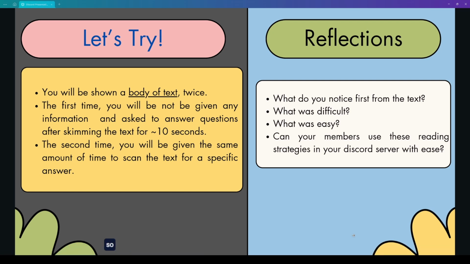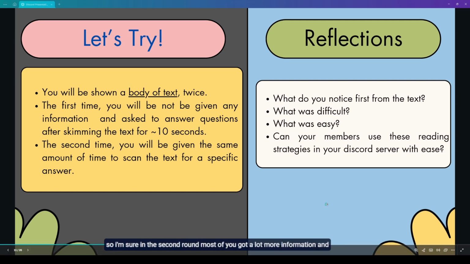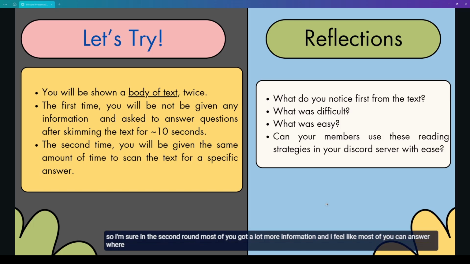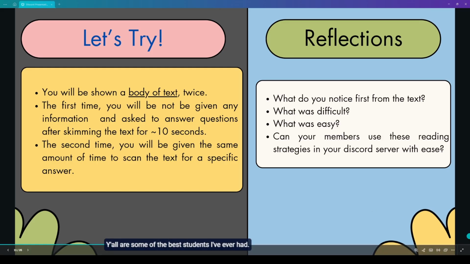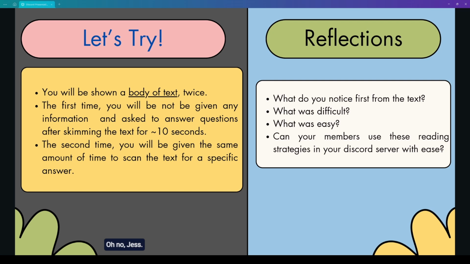So I'm sure in the second round, most of you got a lot more information. I feel like most of you can answer, where was Mary from and where was her dad from? Did any of you get around to the point of seeing her wealth status? Hell yeah. Y'all are some of the best students I've ever had. Oh no, Jess. And that's okay. This is a great example, okay?